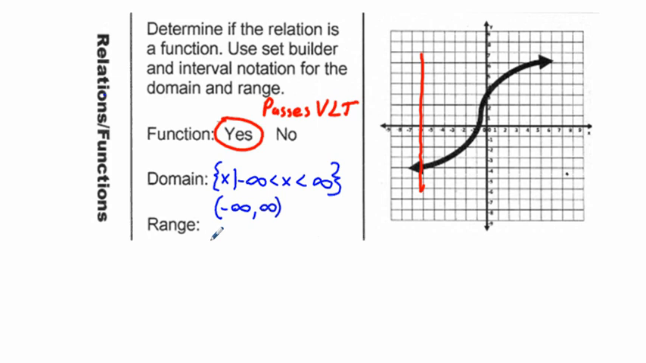And for range, range is going to be the same as the domain, except for one thing. Instead of x, we have y. So y such that y is greater than negative infinity, but less than infinity. And our interval notation for range is exactly the same as it was for domain: parentheses, negative infinity, comma, infinity, close parentheses. There we have it.